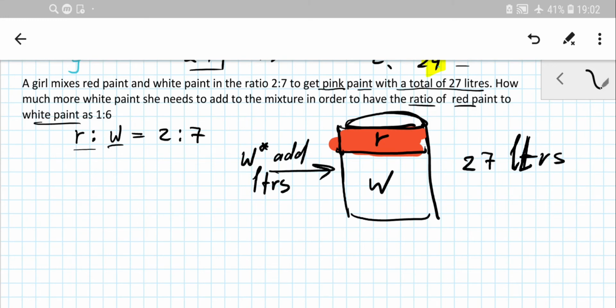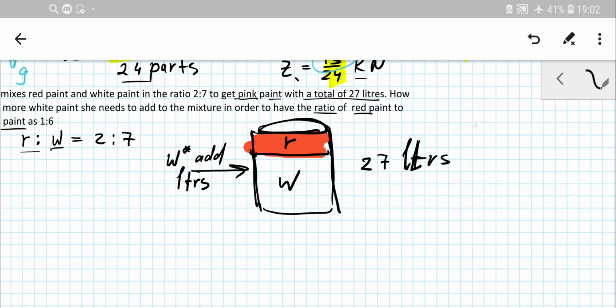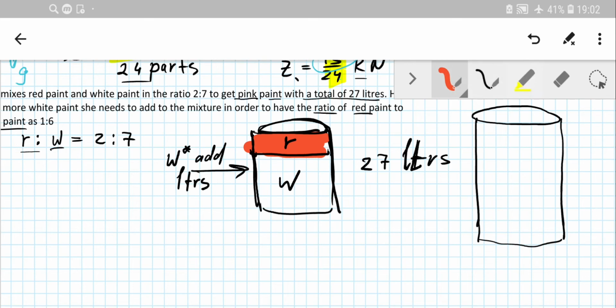Okay, so what actually is happening? Look guys, what actually is happening? If she adds some more white paint, after adding, what is she going to have? She's going to have probably another opacity, definitely, but red is not changed. So look, the red paint in terms of liters, in terms of volumes, is not changing. It stays the same. So red stays the same. Okay, so what about white? Now she's got white plus some extra.